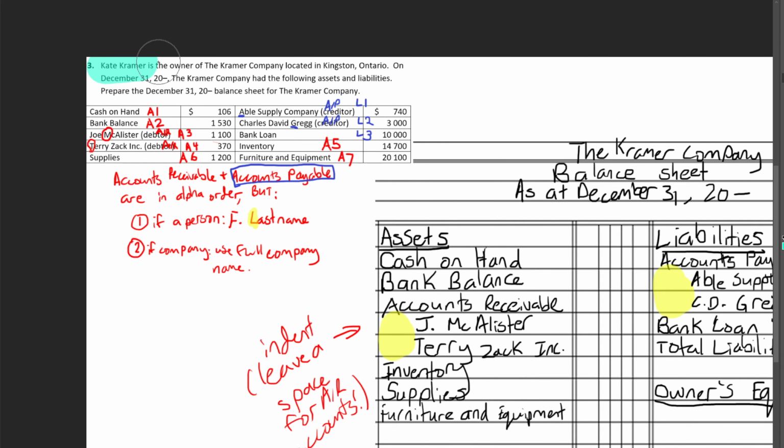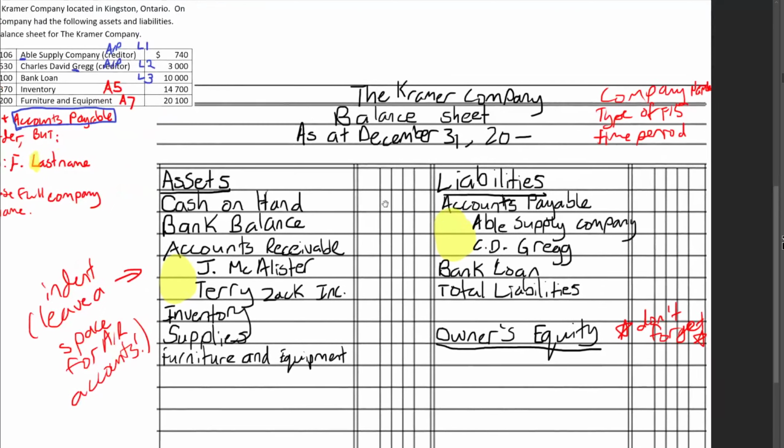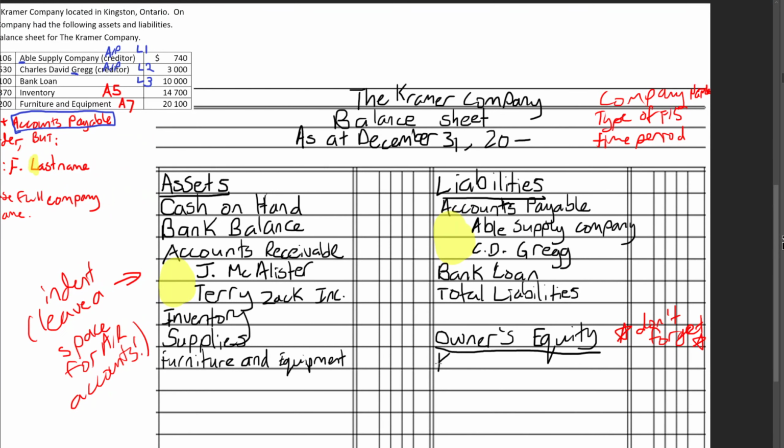So I'm going to format her name just like I did for accounts receivable if it was a person. I'm going to say K. Kramer, comma, capital. And that is the capital account, or the money left after you've paid off all your debts with your things that you own. And then that's my last one.